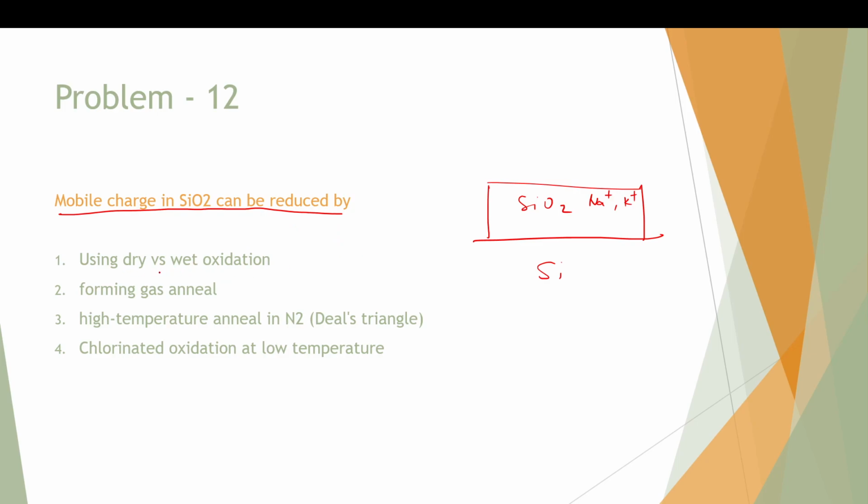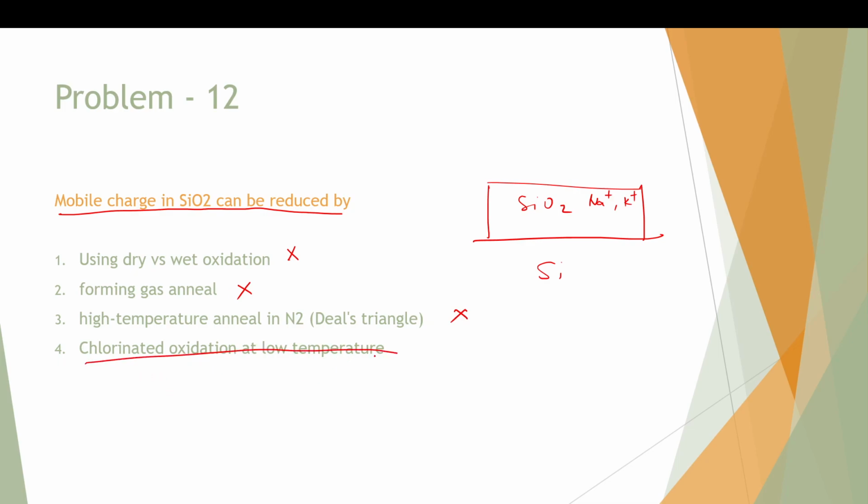Using a different kind of oxidation depends. If the setup is cleaner for dry oxidation, that might help, but in general that is not very helpful. Forming gas anneal, again, is not much use because it won't be able to remove the sodium or potassium or any other kind of metal or ionic impurities. So that's not going to work. Annealing will not work because it will actually help the diffusion of these impurities even further into the substrate. So no.